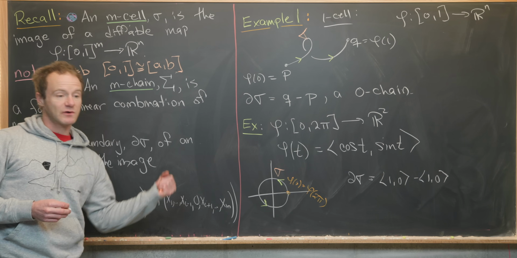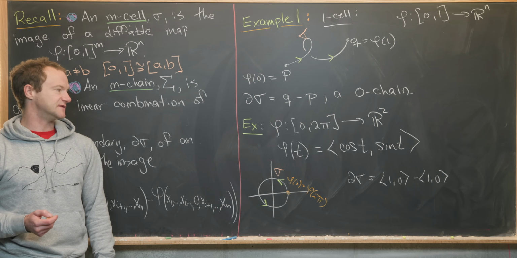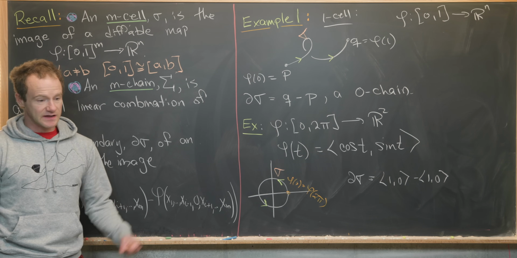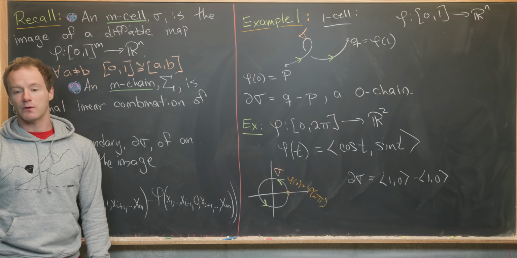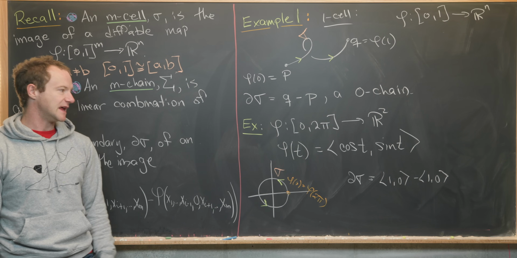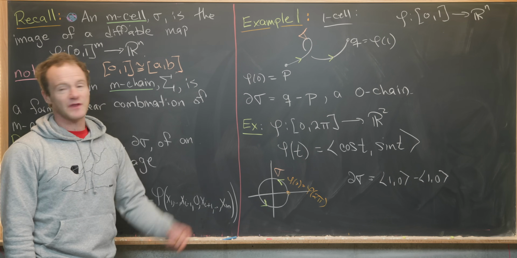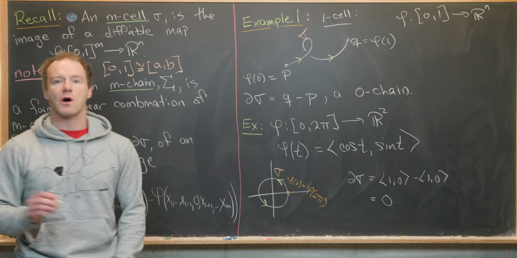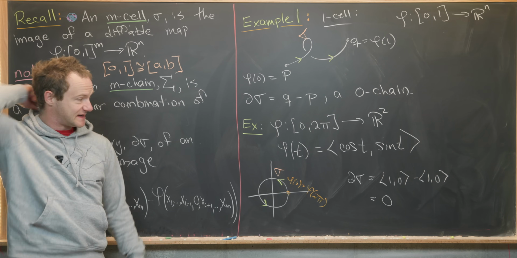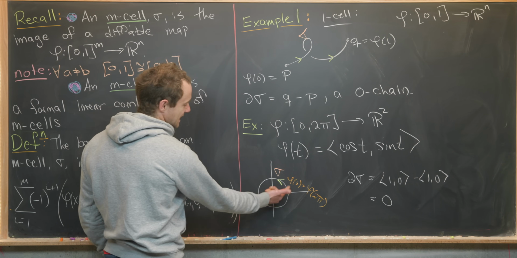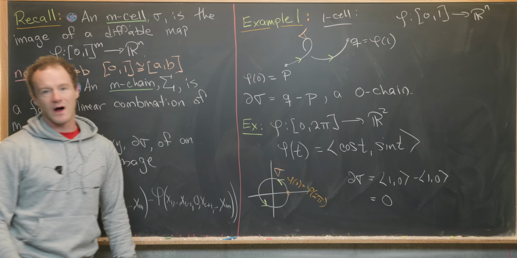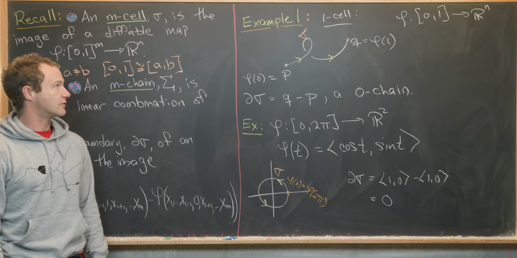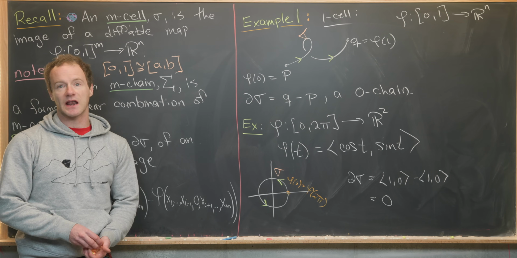Remember, a zero chain is a formal linear combination of 0 cells. So we don't want to think about this as the difference of two vectors. What we want to think about is a formal linear combination of these two vectors. But you know, that cancels everything out. So we get essentially 0, or maybe we could think of this as the empty set as the boundary. But that makes sense because if you've got a circle, there's no 0-dimensional boundary of some closed loop. Okay, great. So let's maybe get rid of this and we'll look at a couple more examples.